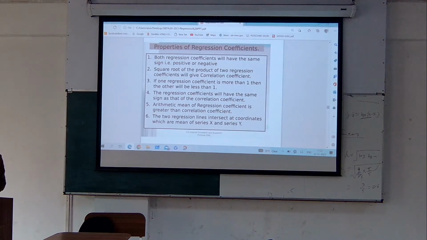So these are the properties, already we discussed these properties of the regression coefficients bxy and byx. दोनों या तो सेम साइन होंगे, अगर एक ज्यादा है तो एक कम होगा. And the correlation coefficient is the geometric mean of these two regression coefficients. Okay, arithmetic mean of regression coefficients is greater than the correlation coefficient. अगर मीन लोगे (bxy + byx) / 2, तो इसकी वैल्यू more than the correlation coefficient होगी. So these are some properties and you can prove them also if you want. Okay.